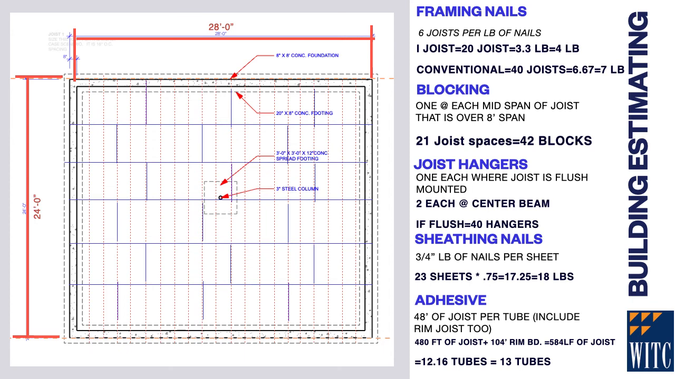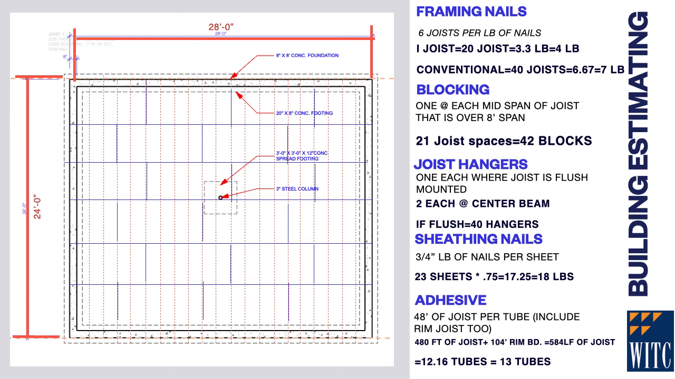So let's talk about blocking next. Our blocking is going to be at the midspan of each joist. There's 21 joist spaces. We are going to have that blocking basically going on each side of that center column, which is the span. So we've got 2 spans for each set of joist.